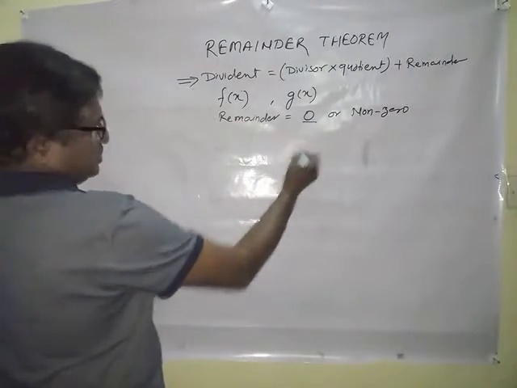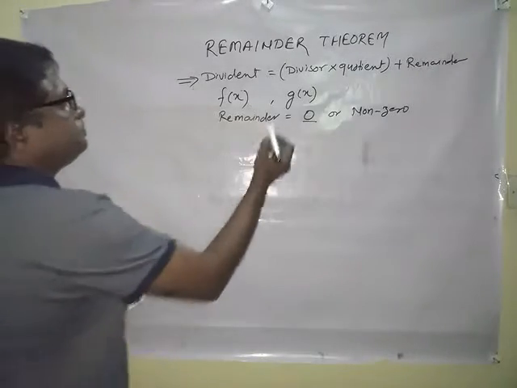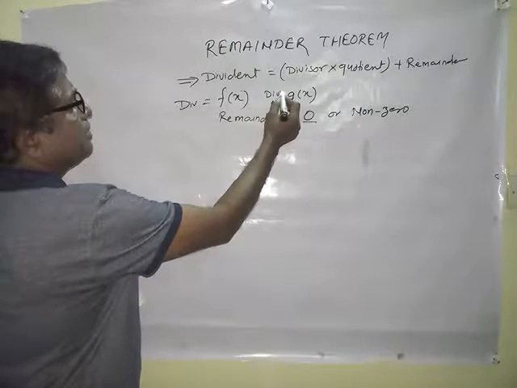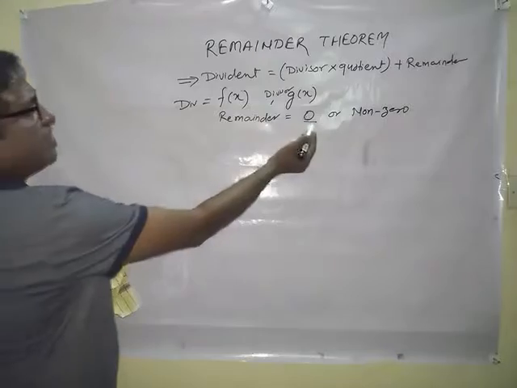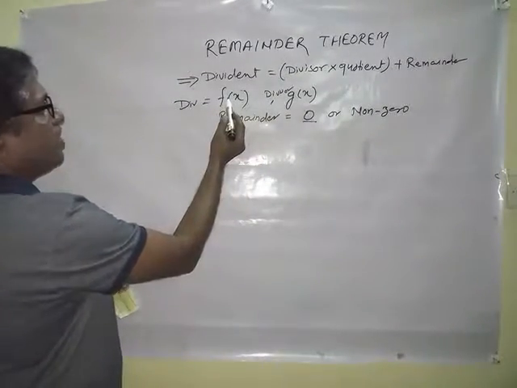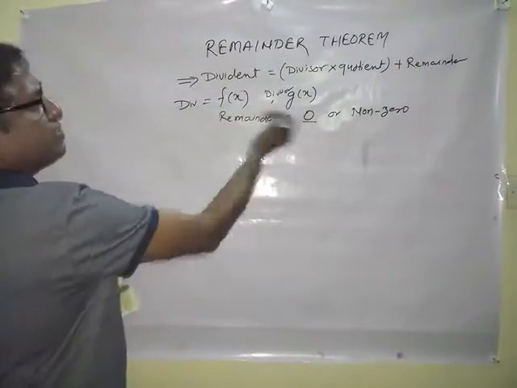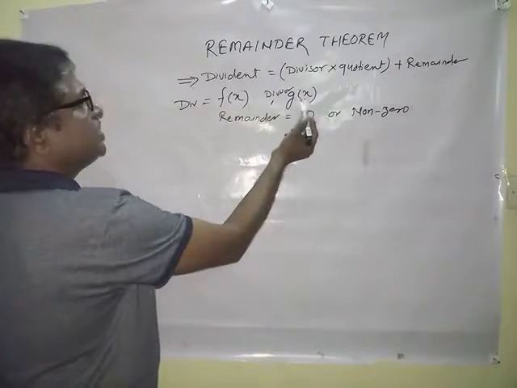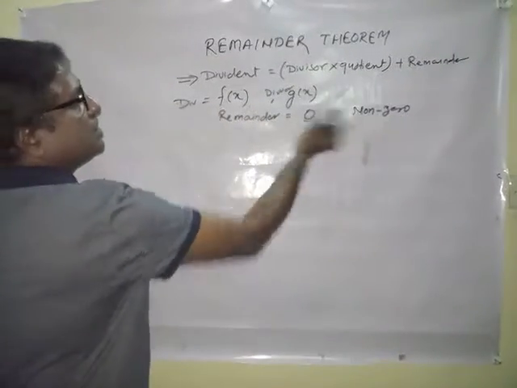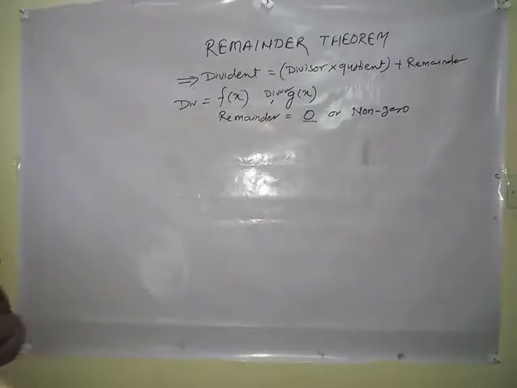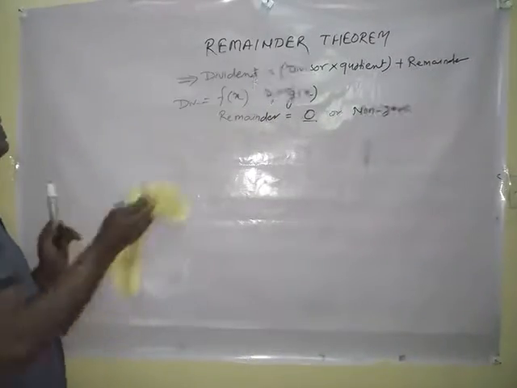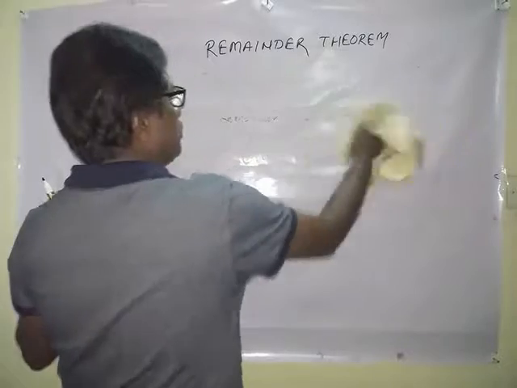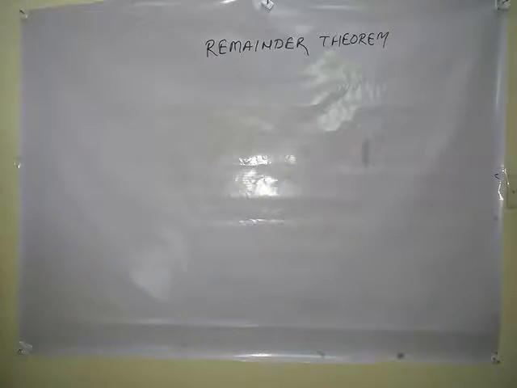If the remainder is 0, this is a dividend, this is a divisor. If the remainder is 0, then g(x) is a factor of f(x), means f(x) is completely divided by g(x). If it is not 0, then g(x) is not a factor of f(x) and remainder will be there. Now let us take an example how this remainder theorem works, and we can utilize it to solve our problem.